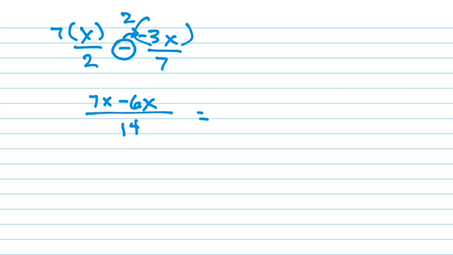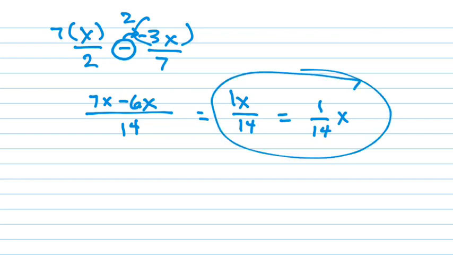7x minus 6x leaves you what? Yes, x over what? 14. Now, that is a perfectly acceptable answer, but what did we talk about yesterday? Do we like it when there's just an x or just one variable in the numerator? No. The alternate answer to that is to remember the 1 is there, right? Is to put it as 1 over 14 and drop the x where? Off to the side. Those two things are identical. I am not going to count it off right now if you just put x over 14.